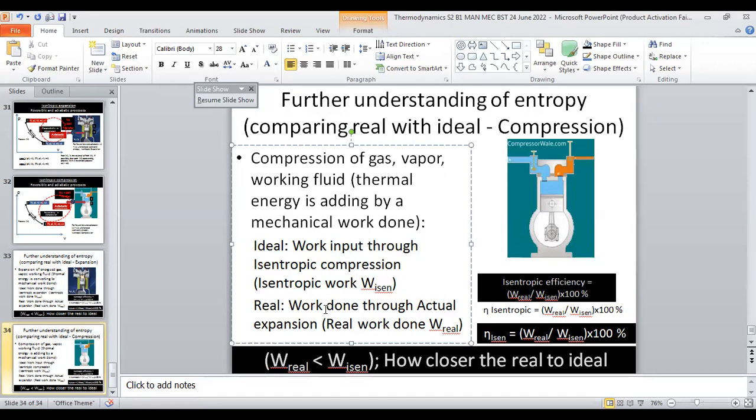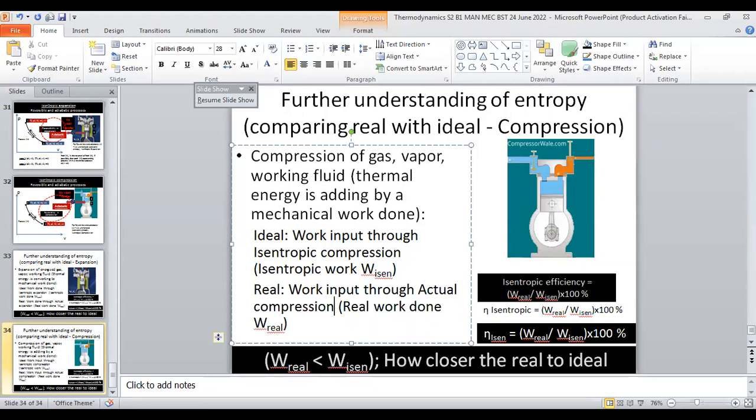Then real. So work input through actual compression means the real work input.